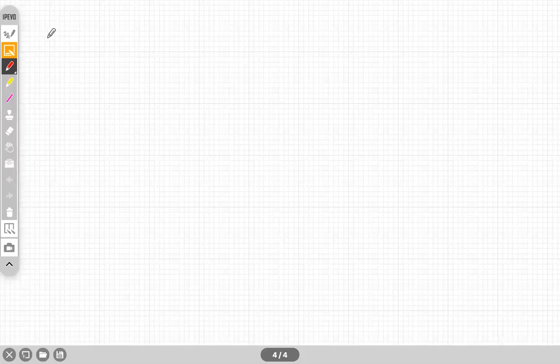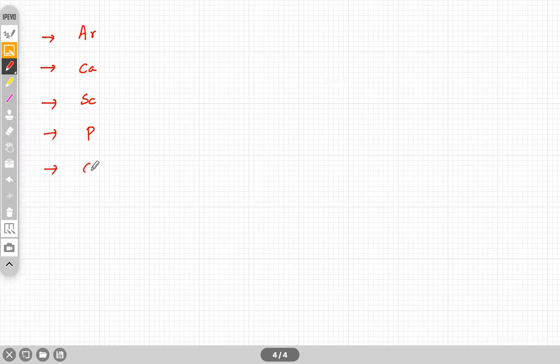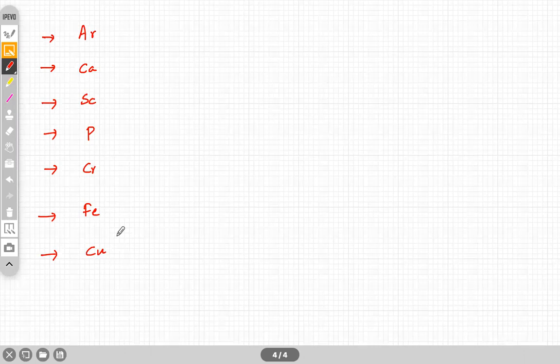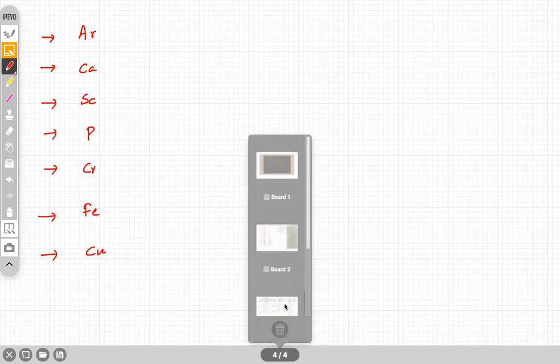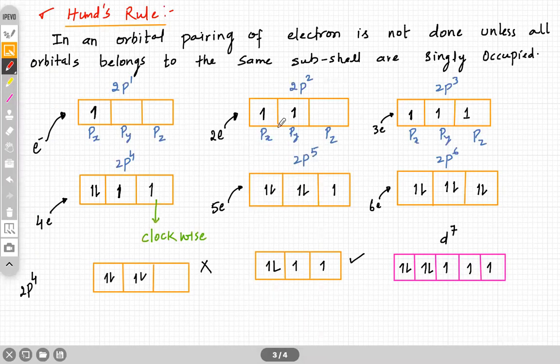Write down the electronic configuration for argon, calcium, then scandium, phosphorus, chromium, iron, then copper. Yes, box diagram, I'll tell you what it is. See, actually, no, box diagram, you don't have to write down. Just write 1s2, 2s2, 2p6 like that.